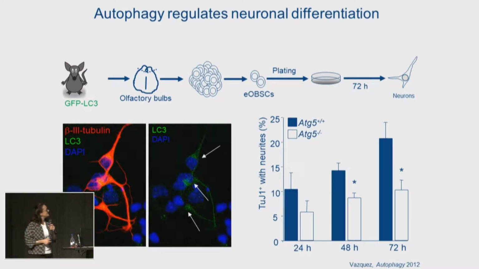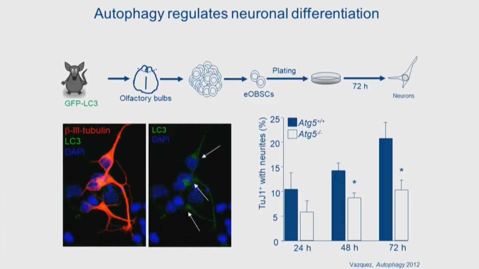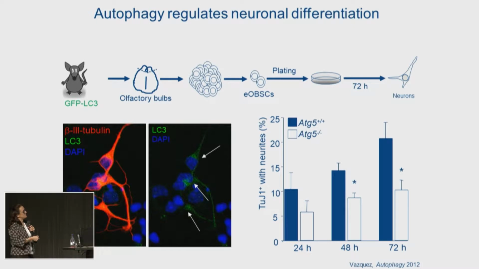In some preliminary studies using olfactory bulb neural stem cells, we isolated these cells from the GFP-LC3 mouse, a mouse that allows us to see the formation of autophagosomes. When we differentiated these cells into neurons, we observed that the cells that differentiated in culture, here stained by beta-III tubulin, were the ones that had autophagosomes. When we isolated these cells from autophagy deficient animals, for example ATG5, we observed that in vitro differentiation reduced the number of differentiated neurons, suggesting that autophagy is essential for neuronal differentiation.